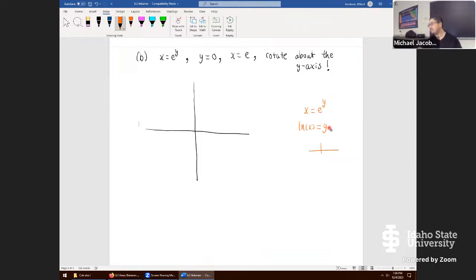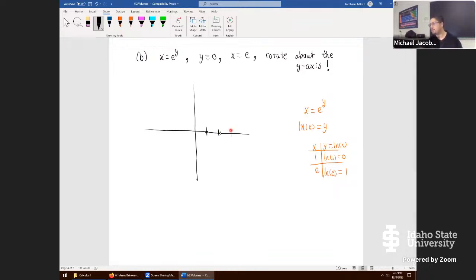You have some nice key values. One key value is always 1 in a logarithm. Natural log 1 is immediately 0. Next nice value might be e, since natural log e is 1. And from there, we can plot that function, x equals e to the power y. So first point is going to be 1, 0.